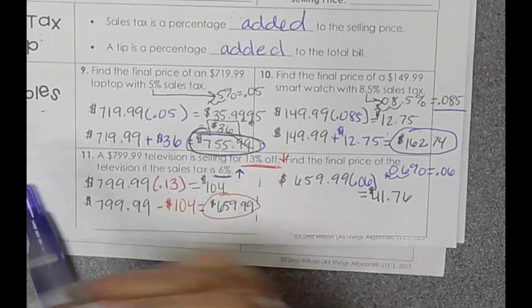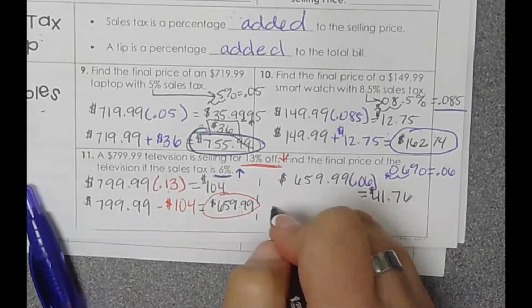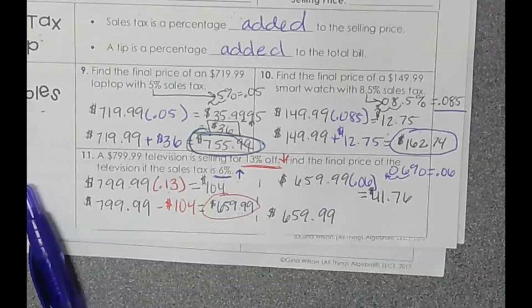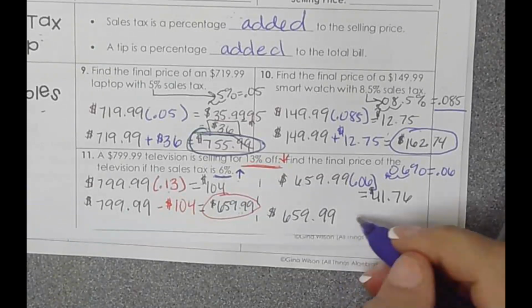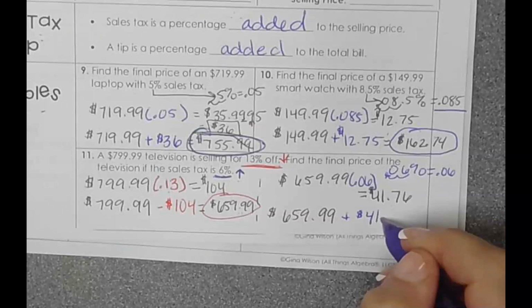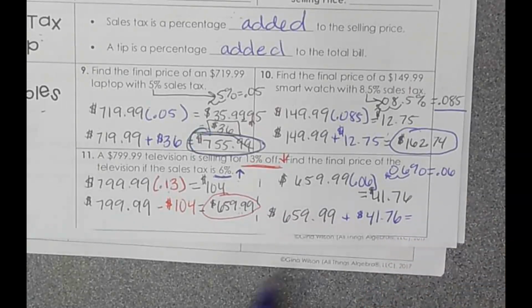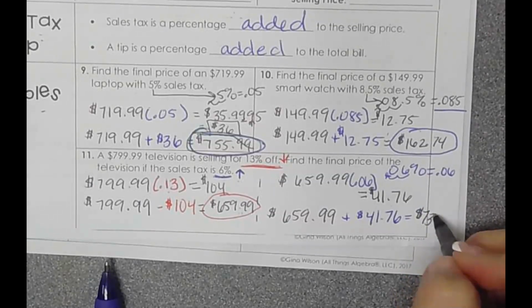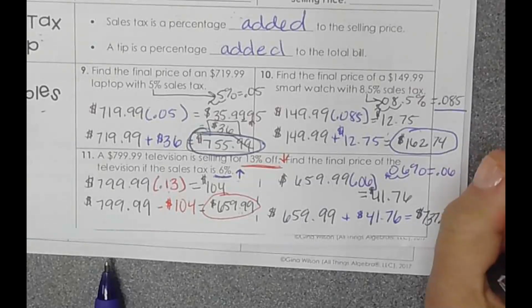Now, sales tax is added on to our price, so we're going to take our $659.99 and add $41.76. And when you leave the store, you are paying $737.75.